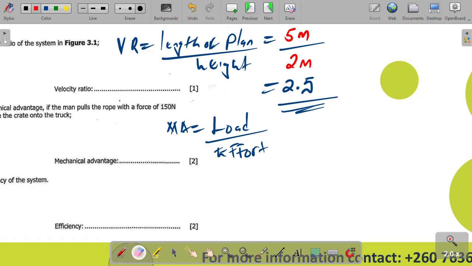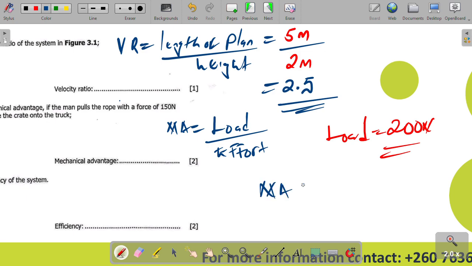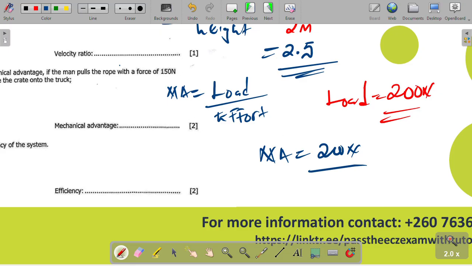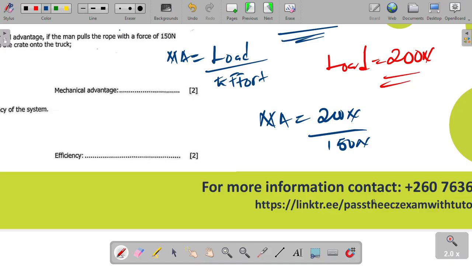Okay, so now that we have our load, which is 200 newtons of weight, we are now going to calculate our mechanical advantage. So mechanical advantage, what's our load? 200 newtons over, what is our effort? Here is our effort in the question, 150. So we are writing here 150 newtons. Okay, so now let's divide.